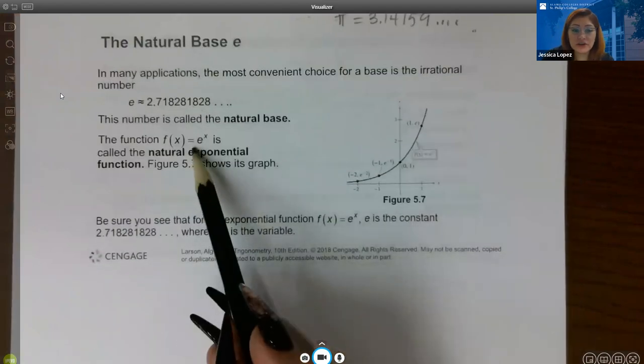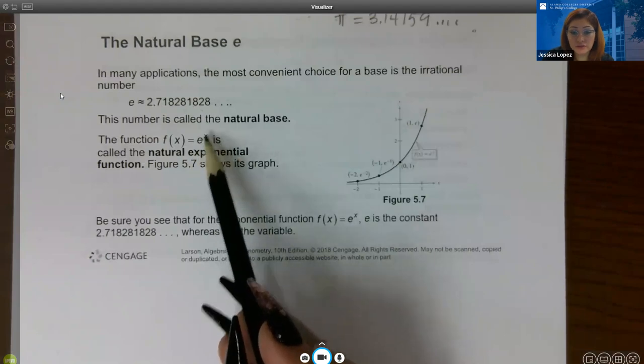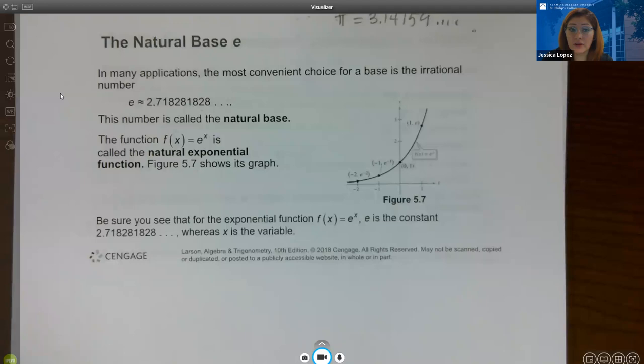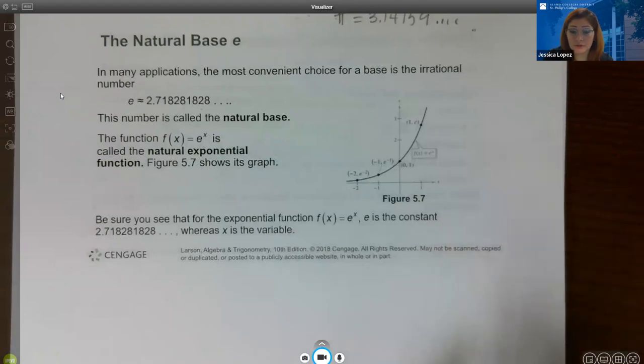And so you might see a function that looks like this, e to the x. Now it might look like there's two variables there, but there's not, because e is a number, specifically the number 2.718. So you have to remember that even though you see e, it is a number, and that is an exponential base, an exponential function.